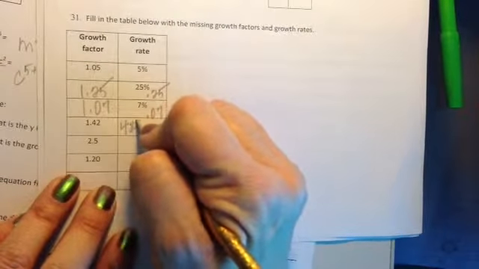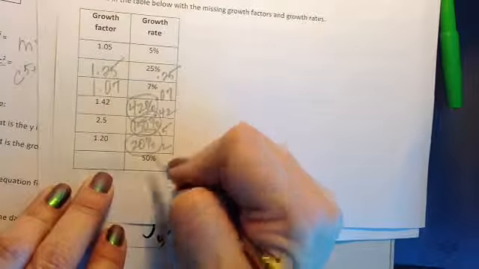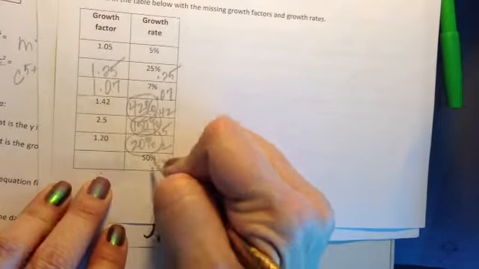2.5 means I must have added 1.5. That's 150%. I must have added 0.2. That's 20%. And if I'm adding a growth rate of 0.50, that's going to put me at a 1.50 for my factor. Moving on, getting close.